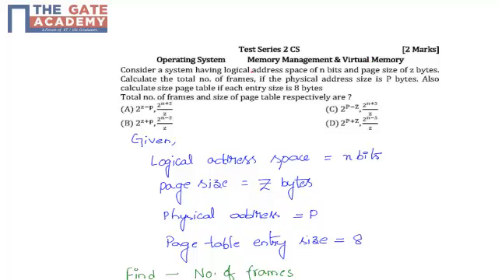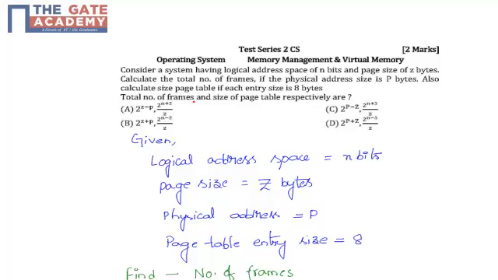Consider a system having logical address space of n bits and page size of z bytes. Calculate the total number of frames if the physical address size is p bytes. Also calculate the size of page table if each entry size is 8 bytes.